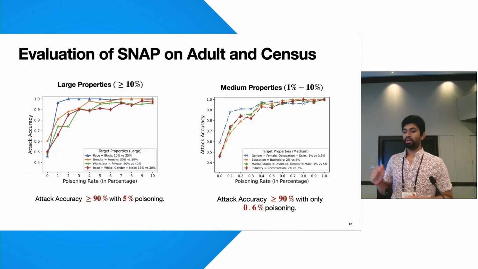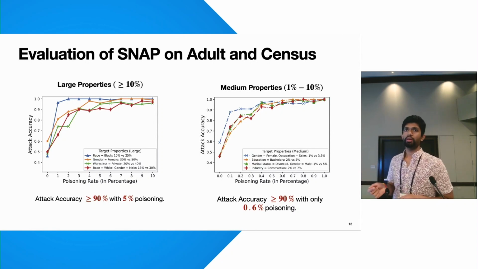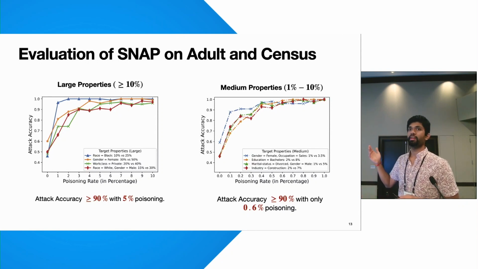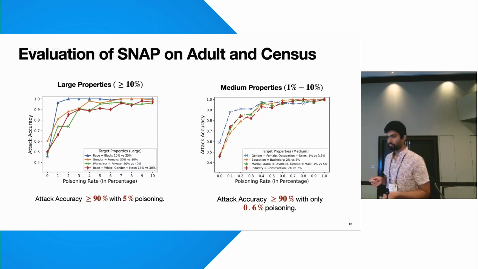So here we observe that as we increase the poisoning rate, the attack accuracy improves quickly. And here each plot shows the large target property being attacked. We additionally observe that we require only 5% of poisoning to get our attack accuracy greater than 90% for almost all the properties we tested here. In fact, for the medium properties, we require no more than 0.6% poisoning to get very high attack accuracy.